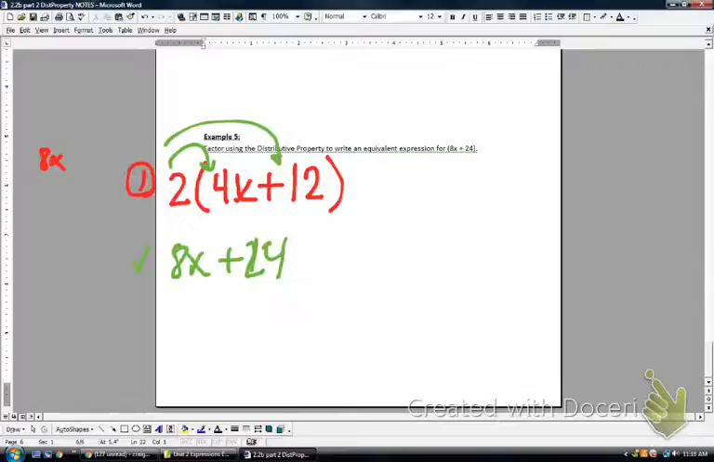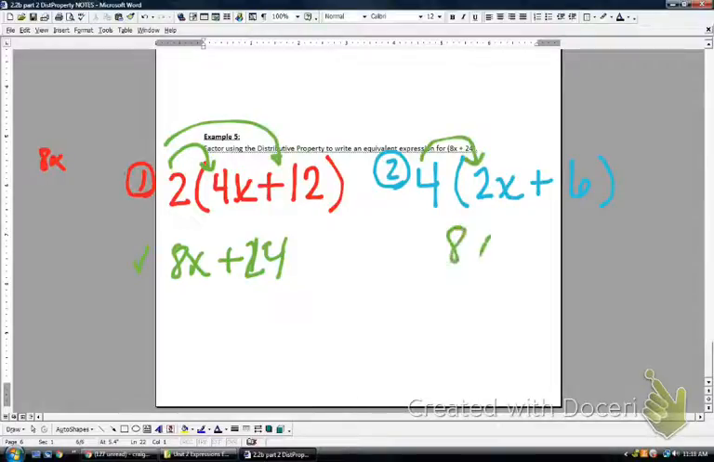Okay, then another way to factor that would be, this is the second way. So I could do 4 friends, and if I had 8 x's and 4 friends, each friend would get 2, and then each friend would get 6 positives. And then how do I check that? I check that by doing the distributive property forwards. 4 times 2 is 8x. 4 times 6 is 24. So that one checks.